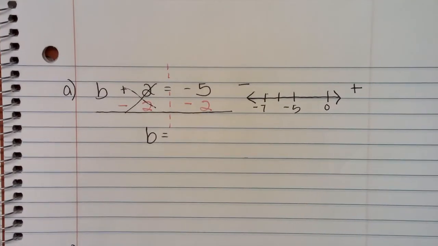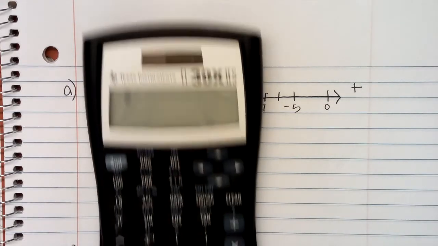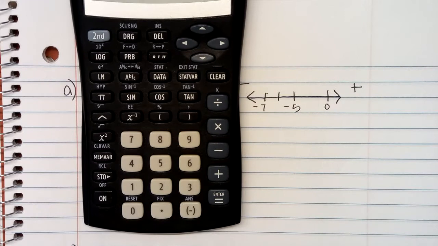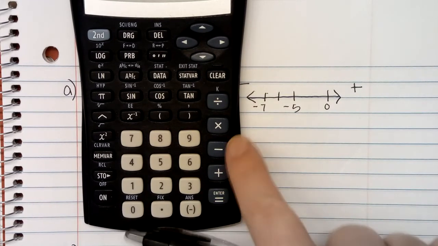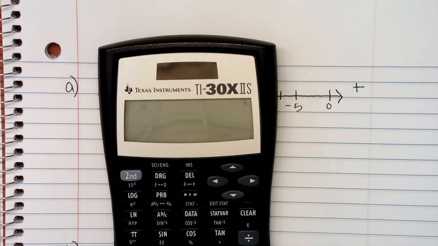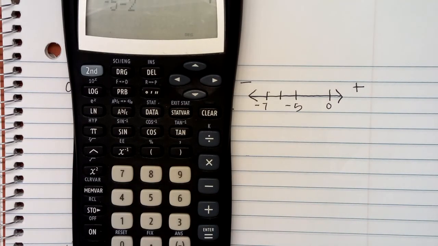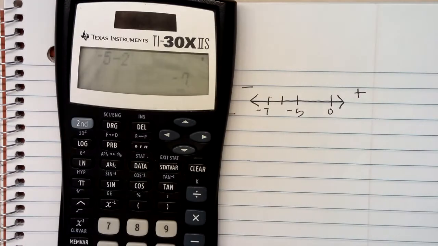You can also use your calculator, and when you put it in, you just want to make sure you type -5 minus 2. So let's do that. Negative is down here on this calculator. It's not the subtraction, it's the negative. So you have -5, and then I'll use the minus 2. And I get -7.